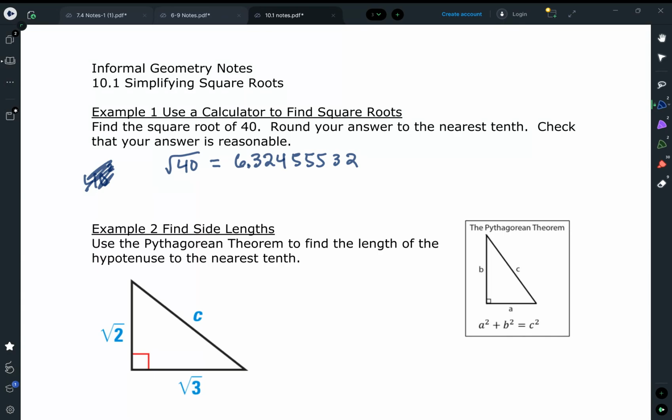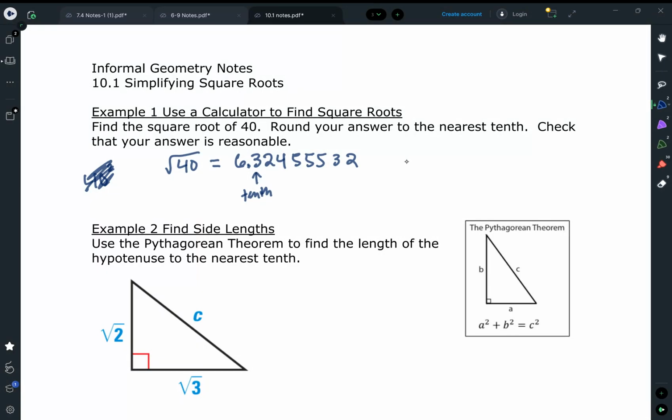We're going to round to the nearest tenth. So the nearest tenth, the tenths place, would be the 3. And so I want to look after the 3 and decide if I round up or if I round down. And rounding down is really just keeping it as a 3. So we've got to decide if it's 6.3 or 6.4, which one it's closer to. And because the number after the 3 is a 2, we're going to round it down to 6.3. So we're just going to keep it at 3.